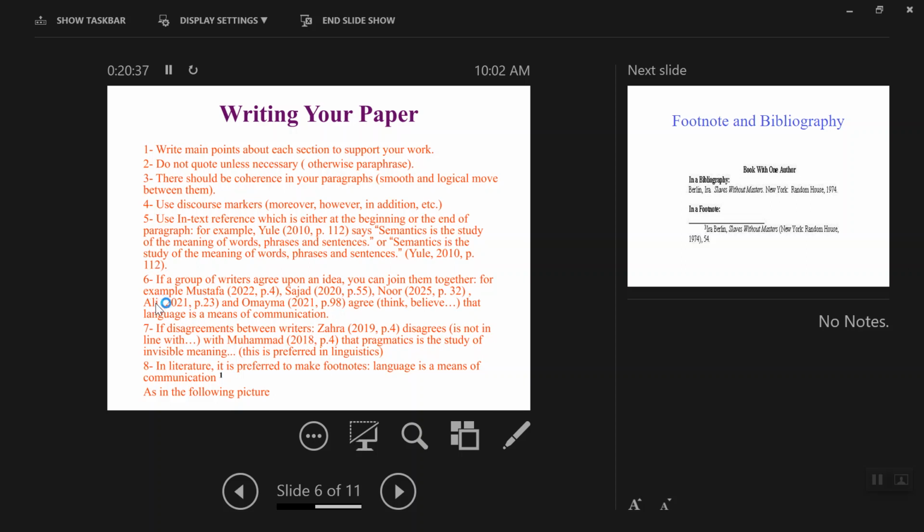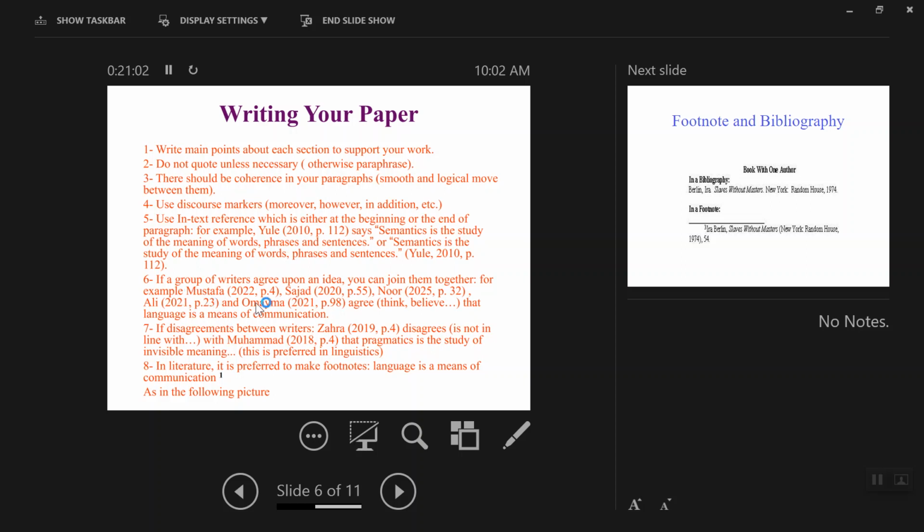For number 6, sometimes you read 4, 10 sources, for example, the definition of phonetics. You find all of them are similar. Don't take just one, thinking okay, that's enough because they are similar. No. You have to write in this way.